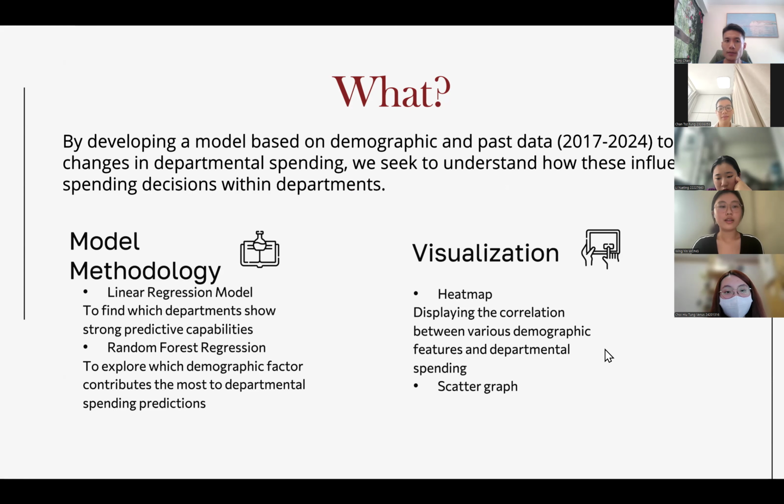And I have utilized two different models for this analysis. The first one is the linear regression model, which helps us identify departments with strong predictive capability. The second one is the random forest regression model, which allows us to explore which demographic factors contribute most significantly to spending prediction. And we have also created some visualizations, including a heat map to display the correlation between demographic features and departmental spending, as well as a scatter graph to illustrate the changes over time.